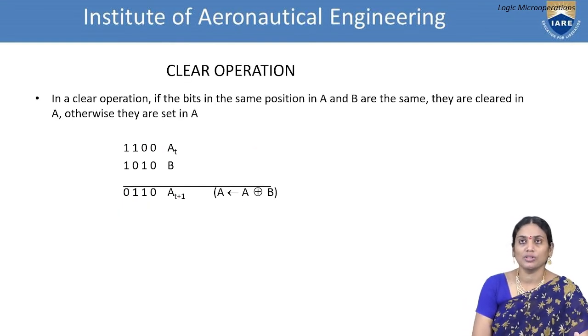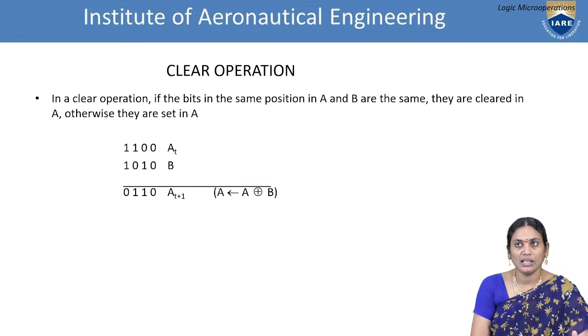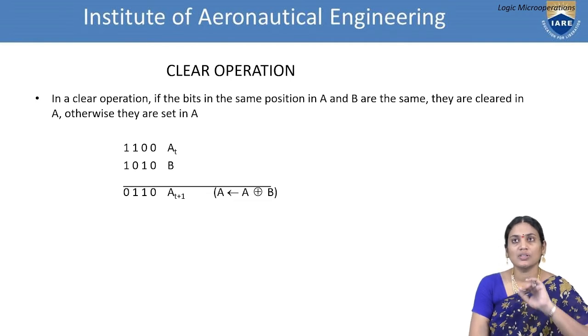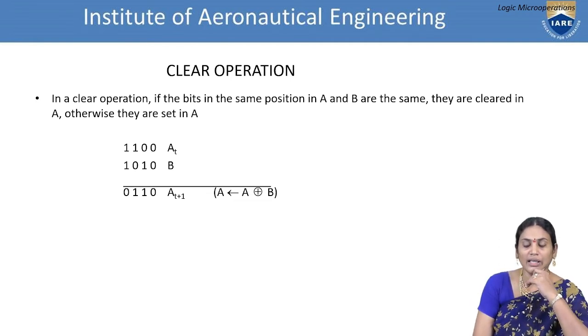Next one is the clear operation. In this case, if the same bit positions in A and B are the same, then we have to clear it. Otherwise, we keep it as it is in A. So if the same positions are available in A and B, meaning 1 is available, only those positions will be cleared. Otherwise, it remains as it is.